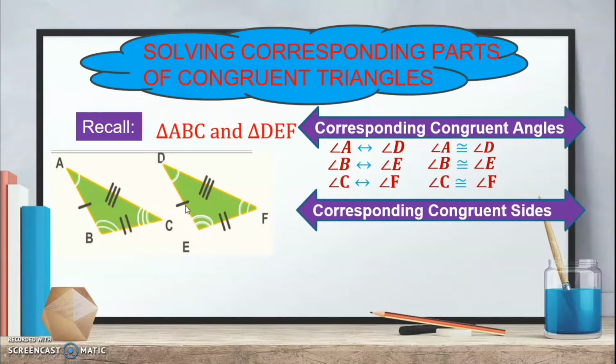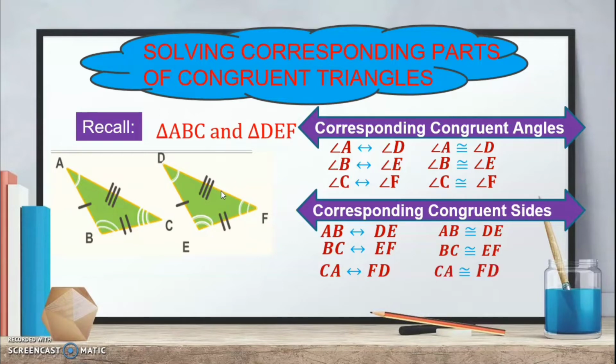Next are the corresponding congruent sides. First side, side AB is congruent to side DE. Side BC is congruent to side EF. The last side, side CA corresponds to side FD, so side CA is congruent to side FD. Therefore, triangle ABC is congruent to triangle DEF.